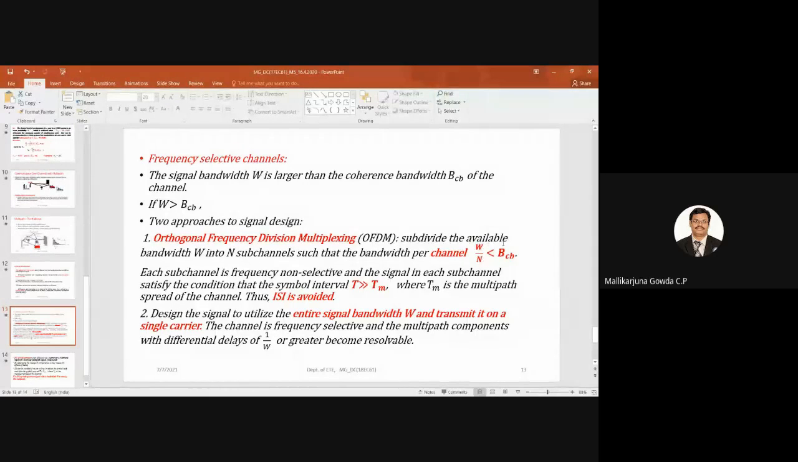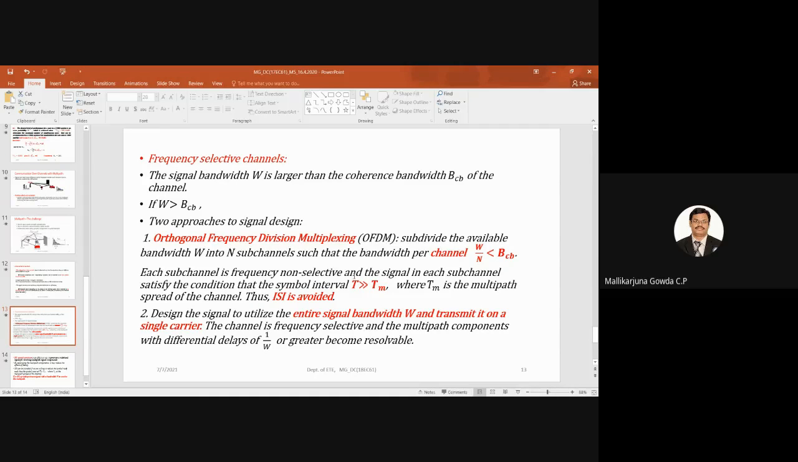I repeat once again: we subdivide the available bandwidth into N sub-channels so that the bandwidth per channel will be less than the coherence bandwidth. Then each sub-channel is frequency non-selective, and the signal in each sub-channel will satisfy the condition that the symbol interval T is much greater than the delay spread. Then we can say inter-symbol interference is avoided. So this is one approach.